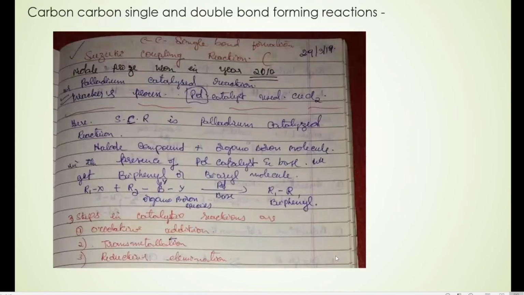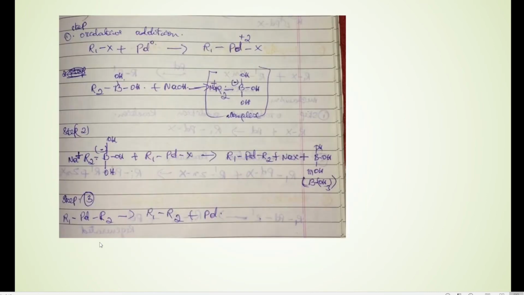And what is the last step of this reaction? It is called reductive elimination. Here R1PdR2 is there, but we want a carbon-carbon single bond forming reaction, correct? So what is happening here in the last step? This Pd atom, the central palladium catalyst, is eliminated by the end of this reaction. So we get R1-R2 plus Pd. Pd is eliminated from this molecule.